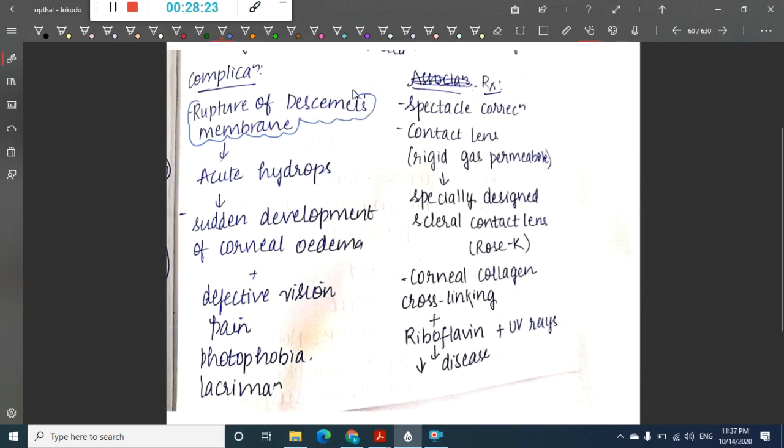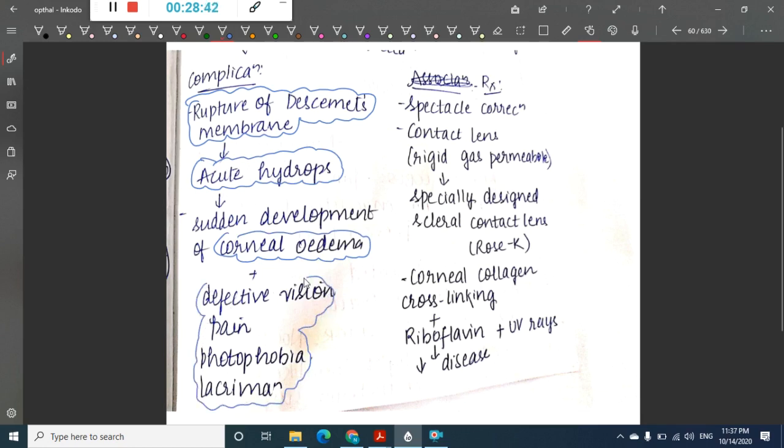Because of ectasia, because it is a thin cornea, there can be rupture in the Descemet's membrane. Whenever there is rupture in the Descemet's membrane, it produces acute hydrops due to sudden development of corneal edema. This will lead to defective vision, pain, photophobia, and lacrimation.